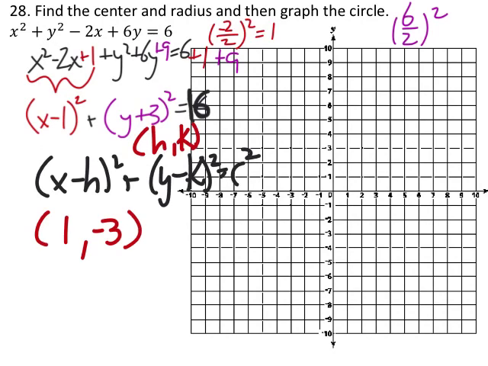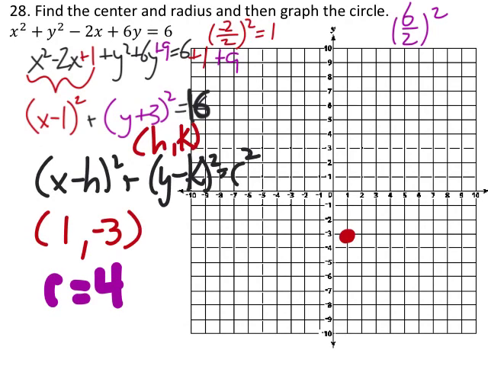Let's go and graph that right now. I'll graph it in red. 1, negative 3 should be right about there. Okay? And then after that, we have the radius, which is radius squared is 16. So we know the radius then is 4.